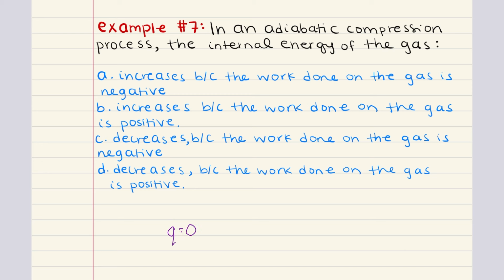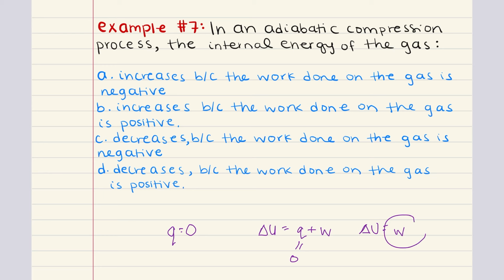Now, how does this relate to the first law of thermodynamics? The first law of thermodynamics states that the change in internal energy is equal to the heat added to the system plus the work done on the system. In an adiabatic process, we just said that Q is equal to 0, so the equation simplifies to delta U is equal to W. So the change in our internal energy is simply due to work during an adiabatic process.